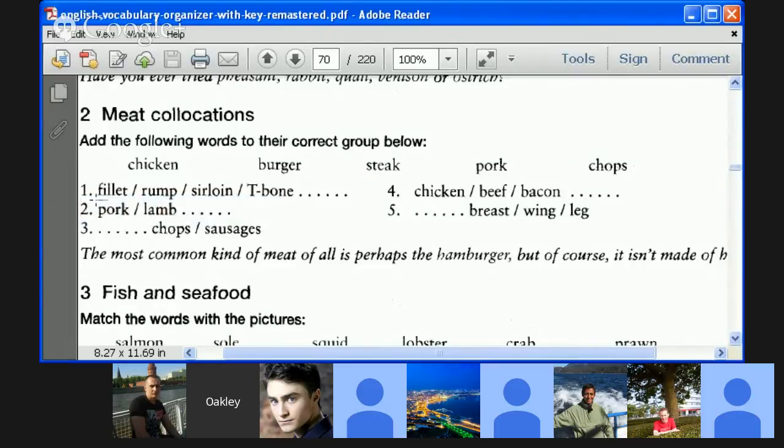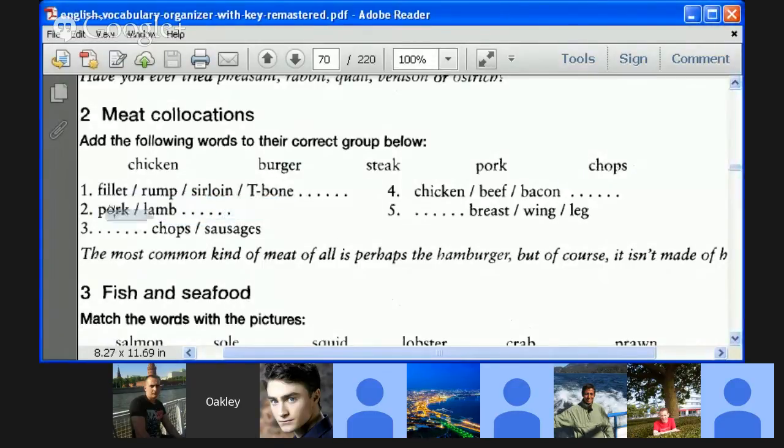Armando, what collocates with pork and lamb? I don't know. Pork is pork, lamb is lamb. What word goes with both? Which of these words, chicken, burger, steak, pork, goes with or collocates with pork or lamb? Do you know? Any idea? Burger, no. Okay, chops is the answer. Pork chops, lamb chops, they have the bone and then the kind of roundish piece of meat, a very normal cut, all right? The way that the meat is cut, pork chops, lamb chops, yeah, delicious.